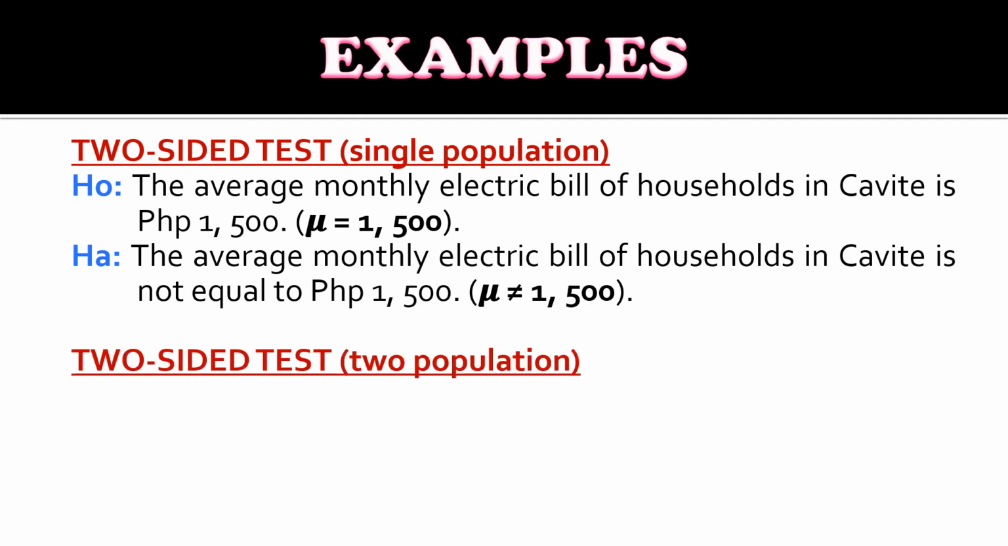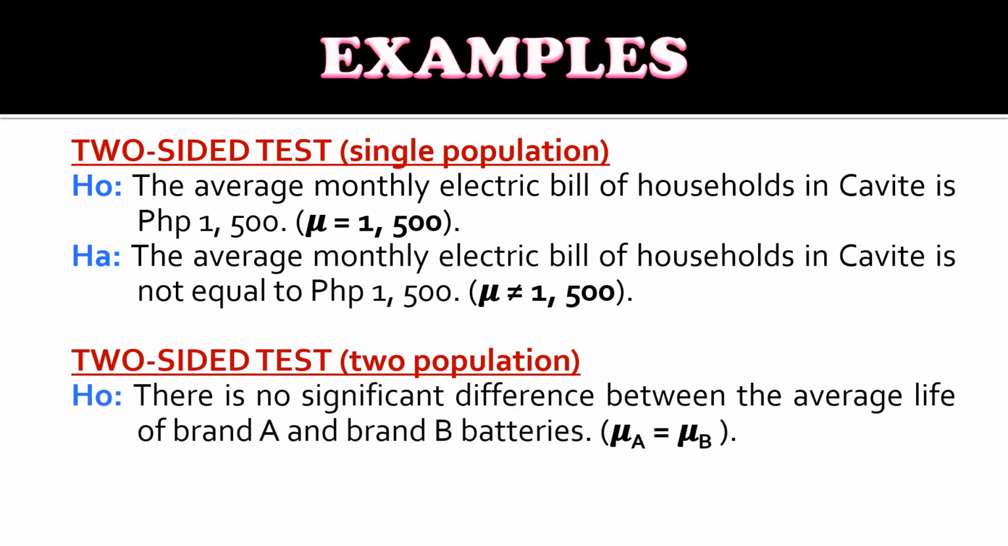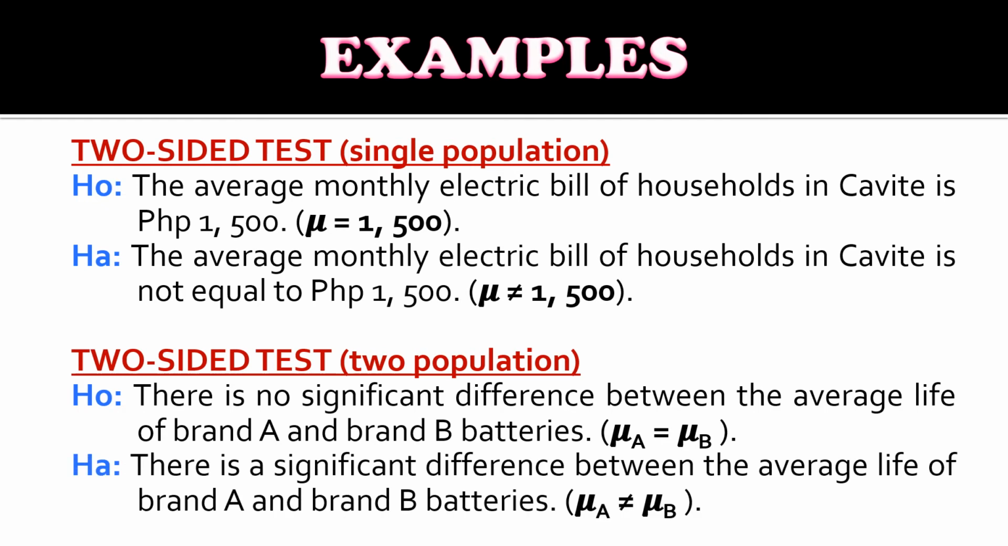Then for two-sided tests involving two populations, we have the null hypothesis: there is no significant difference between the average life of brand A and brand B batteries. In symbol, mean of brand A is equal to mean of brand B. Then we have the alternative hypothesis: there is a significant difference between the average life of brand A and brand B batteries. In symbol, mean of brand A is not equal to mean of brand B.